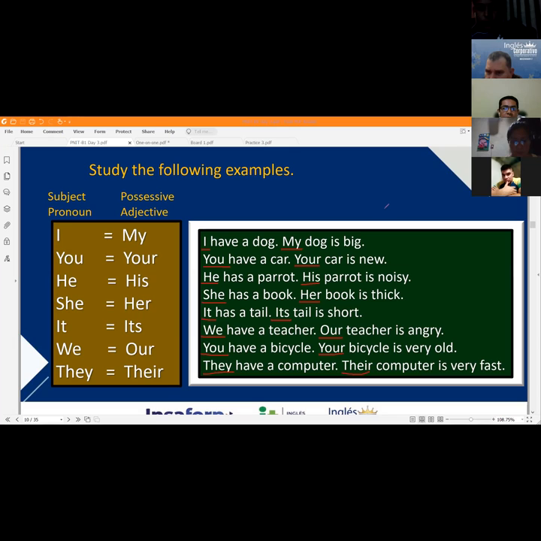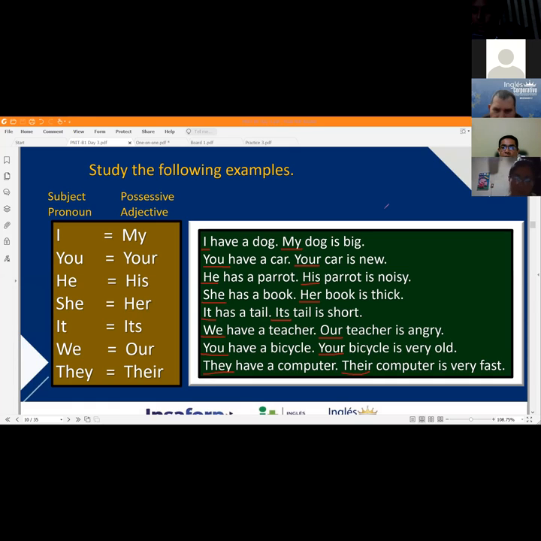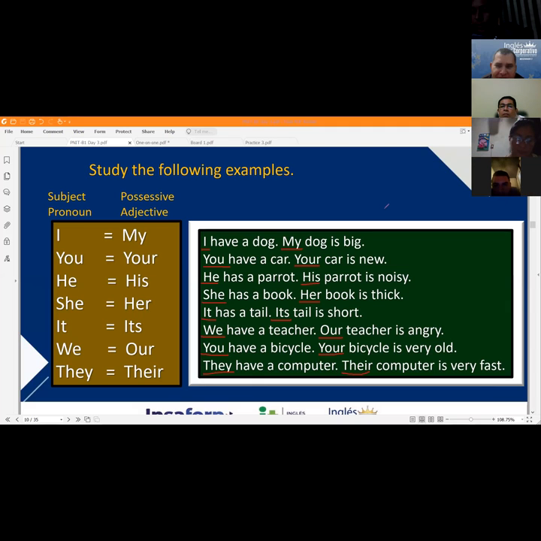Christian wants to read. We have a teacher. Nos tenemos un profesor, ¿verdad? Tenemos un profesor. Our teacher is angry. Nuestro profesor es enojado. Nosotros tenemos. Y ahora es nuestro. Nuestro profesor. Our teacher is angry. That's okay. Okay. Thank you, Christian. Thank you very much.